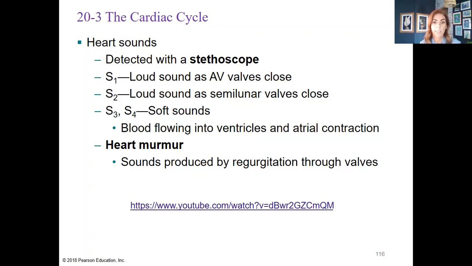The heart murmur is a sound that is going to be produced whenever you have a problem with the valves that is creating the regurgitation. Remember, we don't want that backflow. We want the one-way flow. And if there's something wrong with the valves, if they have some sort of issue and they're allowing blood to escape and flow backwards, you're going to hear it in the sound of a murmur.